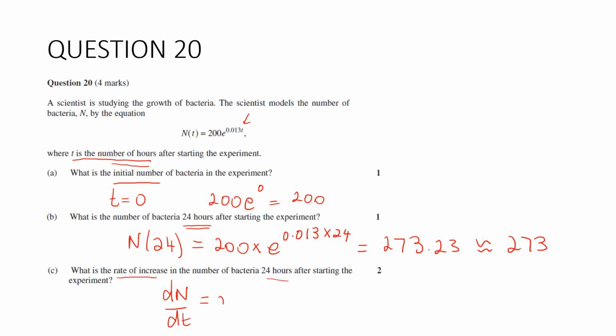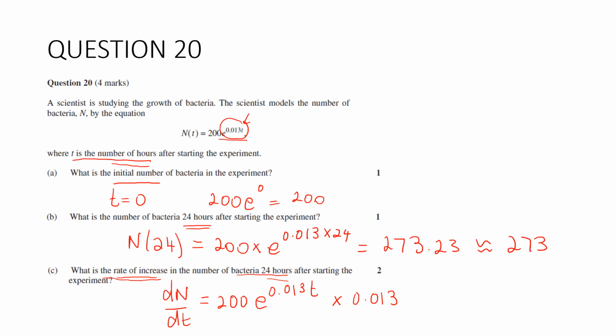And 200 stays. Now, this is just a chain rule. The outside function is an exponential. e to the x stays the same, so I'm going to leave it alone. e to the 0.013t times by the derivative of the inside function, which is just a power rule. Derivative of 0.013t is 0.013.